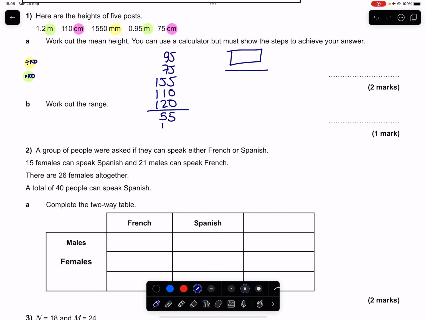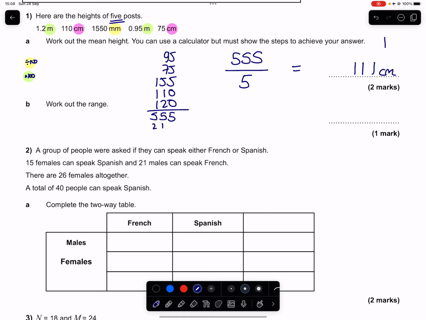And then we have 3 100s being added to this 200, giving us another 5 like so. So we end up with 555 as the grand total of all of these posts. There are 5 posts, so that's what we're going to divide by, and this happens to be a pretty nice division sum that you should hopefully be able to do in your head, which will give us an answer of 111 centimeters for our mean.